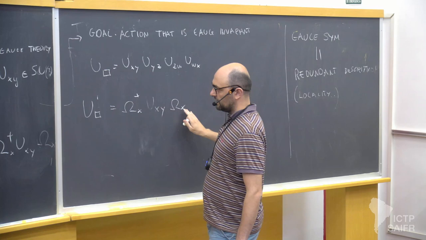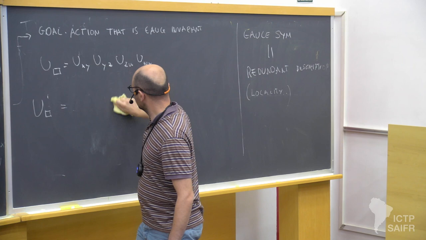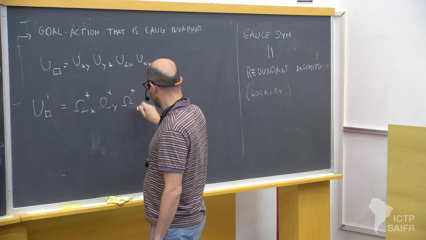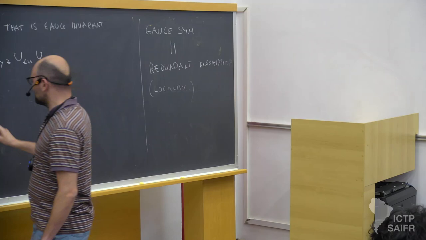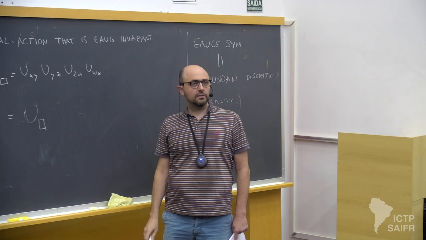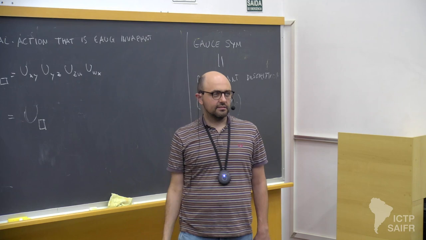No. Wait. I'm making a complicated business. Sorry. I'm now wondering what is the best way of showing this to you. Actually, let me give it to you as an exercise, okay? There are two ways of doing this computation, to show you that if you apply a gauge transformation at the site x, this object remains invariant. Okay? It's simple. If x is not entering, the transformations do not appear. They only appear in here, and then there will be things that simplify. Okay?